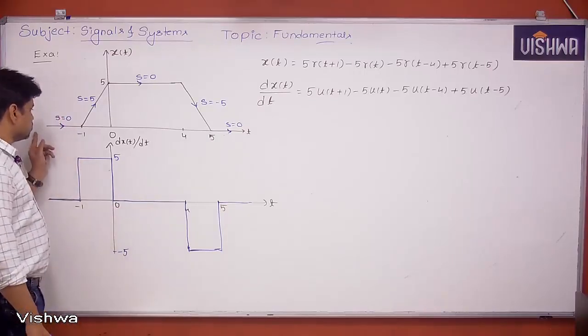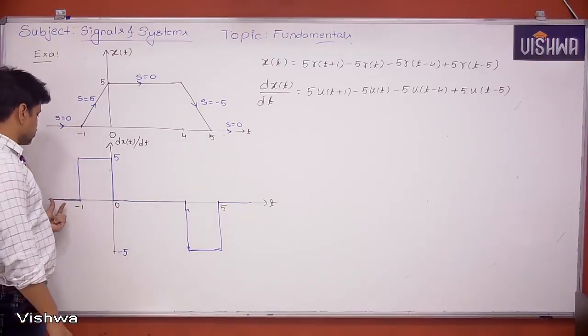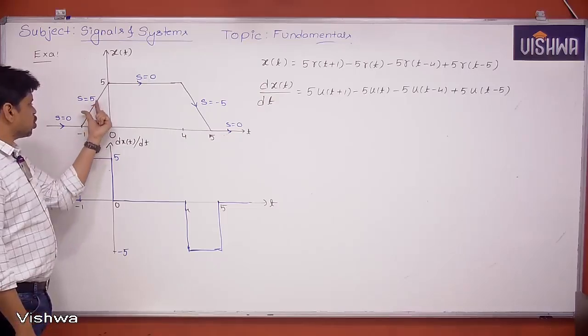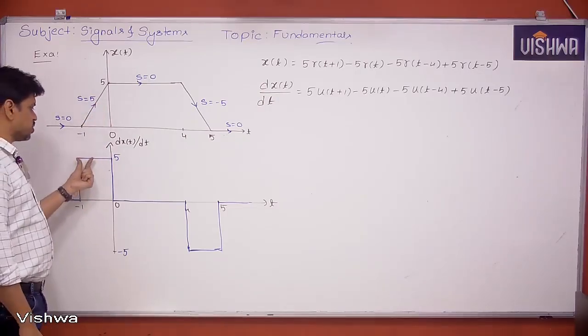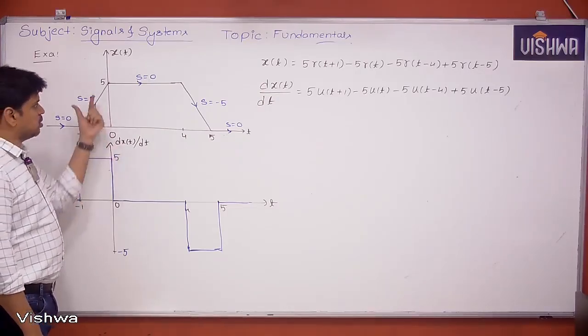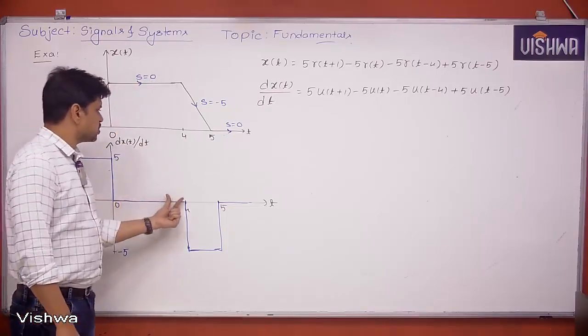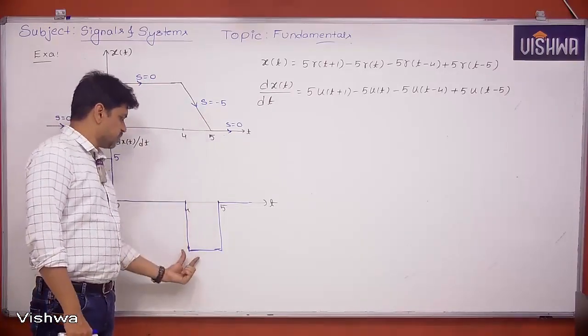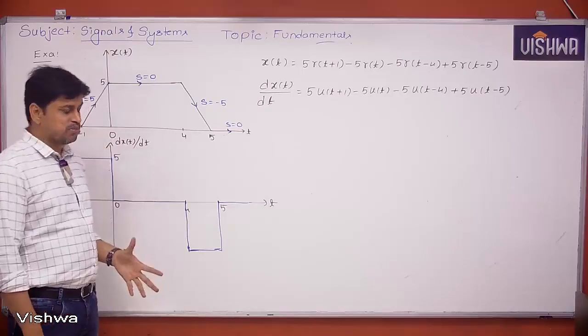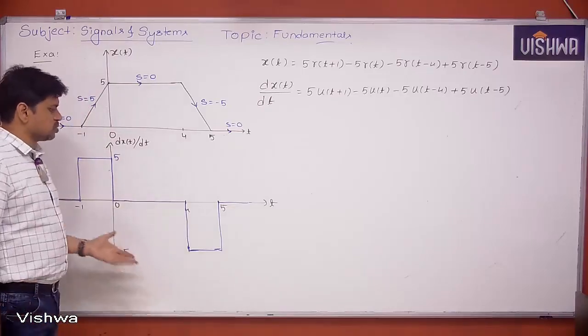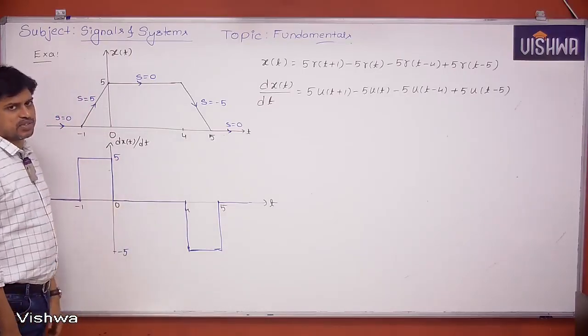If you observe carefully, up to minus 1 slope is 0. That's why 0. Minus 1 to 0 slope is equal to 5, which is a constant value. So we are showing a constant value 5. After that, slope is equal to 0. After that, it is minus 5. Next, again 0. So simply we have to write the slope values. So that is going to indicate dx of t by dt.